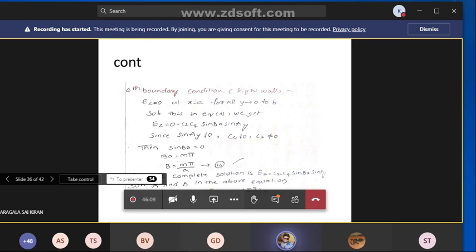One minute, okay. You are in which slide? Fourth boundary condition. Yeah, I am in the 34th slide, the fourth boundary condition only. Right wall, right?